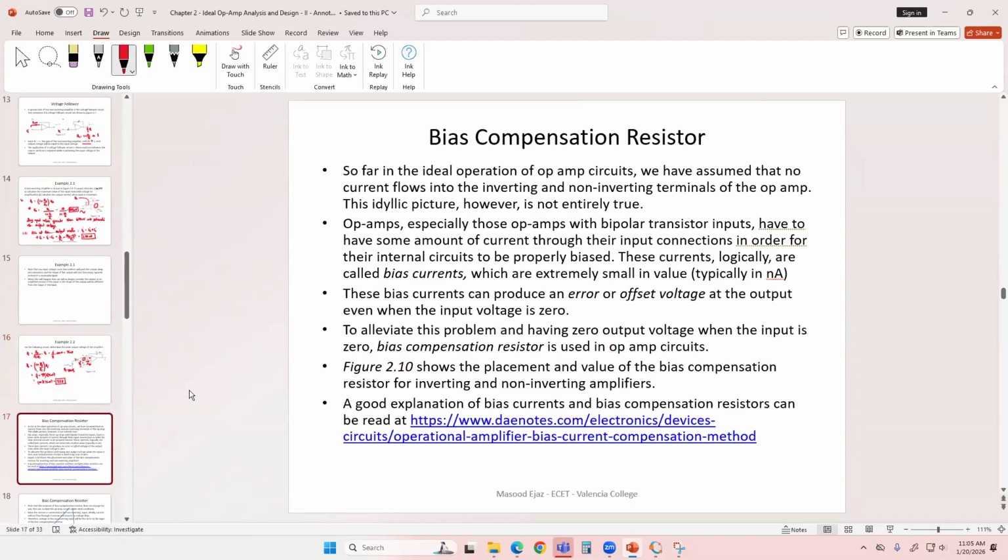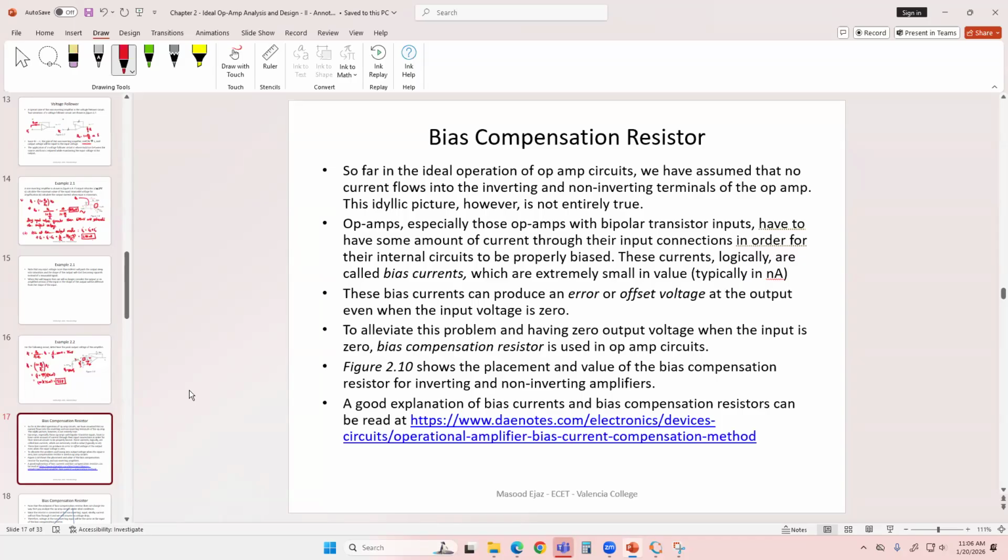All right, guys. So one of the things that is just a matter of discussion, we don't really use that when we're solving circuits, but the concept of the bias compensation resistor. For the ideal case that we've been studying so far, we assume that no current goes into the inverting terminal and non-inverting terminal. We assume that to be 0 because the input resistance is extremely large, almost infinity, so the current doesn't pass through that. That's what we have discussed so far.